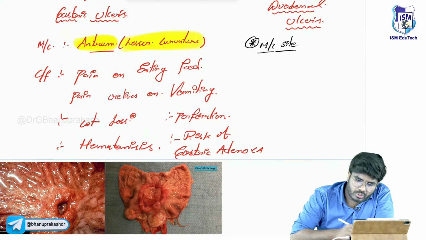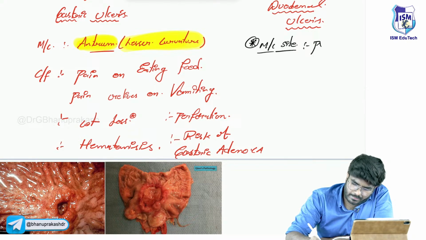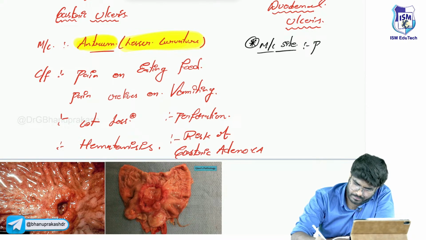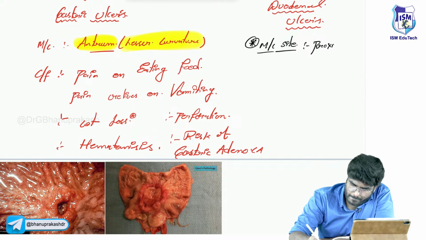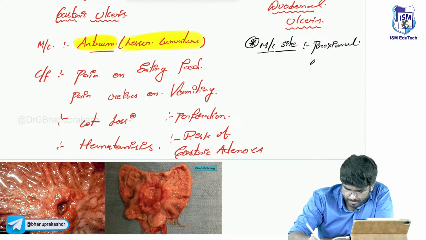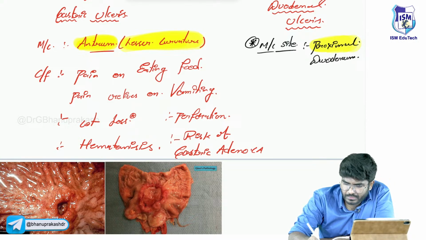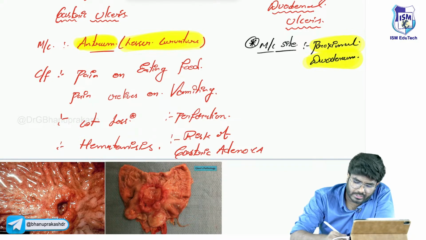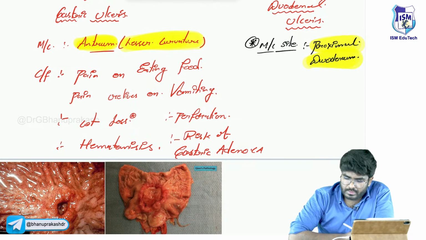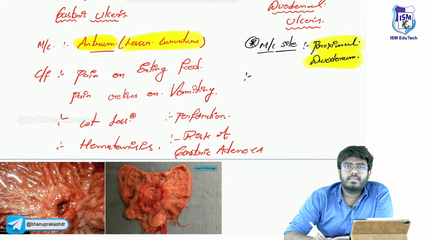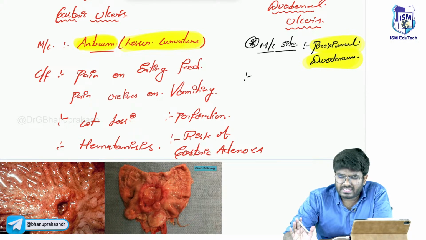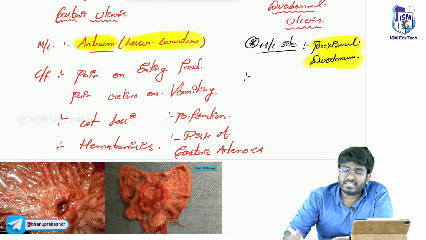Now, what's the most common site? This is the proximal duodenum. Okay, so I like duodenal ulcers, sir. Later I will tell you the reason why. See here, the patient is having pain. Definitely, if the patient has ulcers in the duodenum, he is going to have pain. But the pain relieves with taking food.